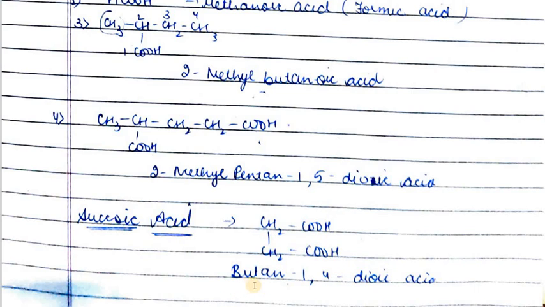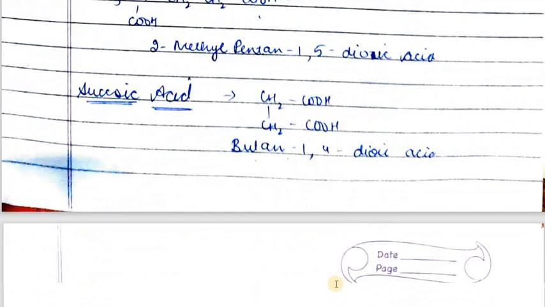And then if we take up another example, CH2COOH, CH2COOH, in this there are 4 carbons, so but, single bonds, ane, and then the 1st and 4th carbon have the carboxylic group, so butane 1,4-dioic acid.